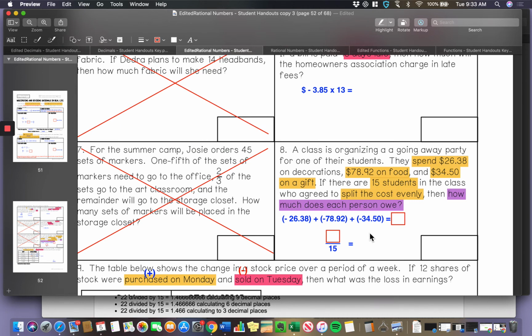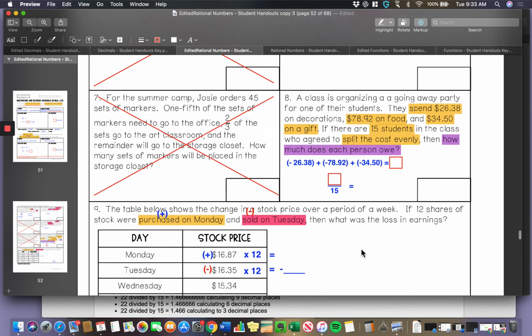So we need to add up all these negatives. If you don't know how to put a negative sign in a calculator, you could simply add up these numbers and just make sure your answer ends up being negative. Okay? Now, your answer here is the total amount the class spent, and we're going to divide that by the 15 students to figure out how much each person's going to owe. Okay? So this is going to be a negative divided by a positive. So whatever amount total you got of what they spent, you're going to divide that by the 15 people, and that's going to tell you how much they spent each.